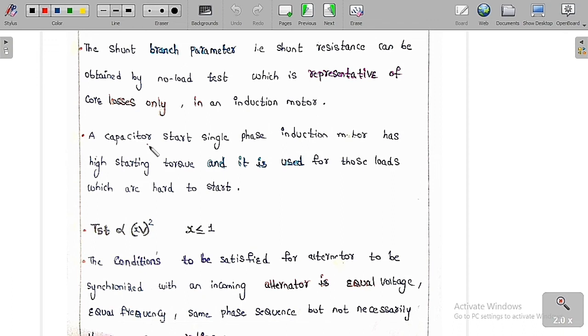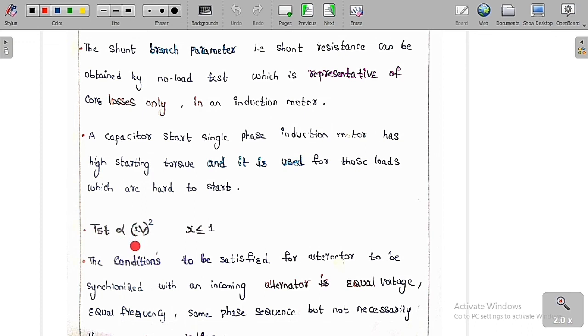So with the help of the starting capacitor, we increase the phase angle between Im and Ia. As alpha increases, sine alpha increases, and the starting torque also increases. So a capacitor start single phase induction motor has high starting torque and is used for loads which are hard to start. If the rotor's initial torque is very low and you want to rotate it, just use the capacitor. It increases the phase angle between Im and Ia, so the starting torque increases.